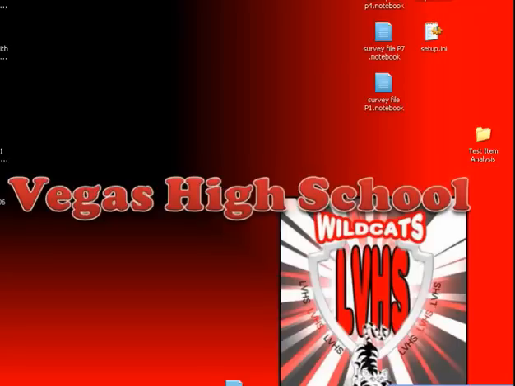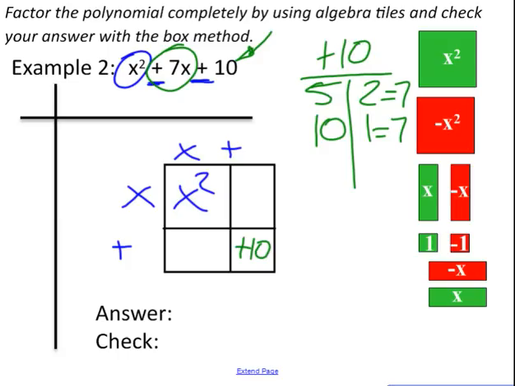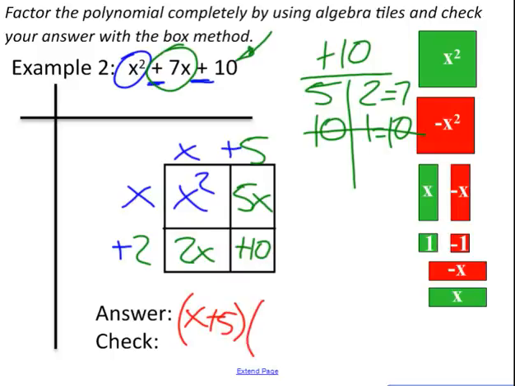So that one doesn't make a 7, it makes our 10. And so we're not going to use that one. So I'm going to put my plus 5 on this side, my plus 2 here. Gives me 2x and 5x. So we've got our final answer of x plus 5 and x plus 2.